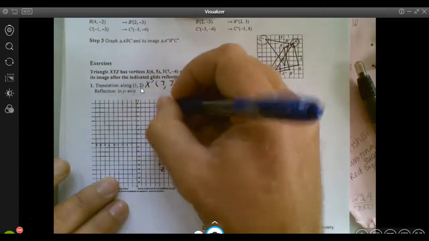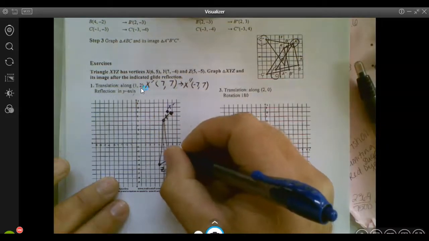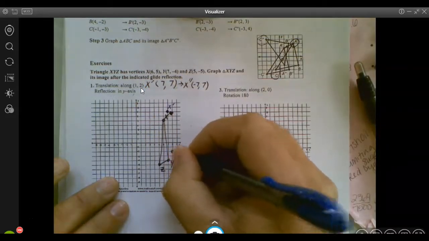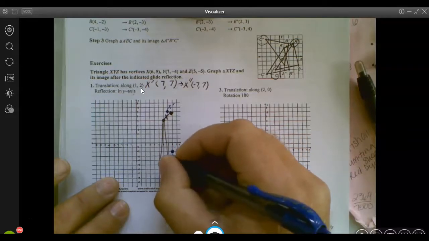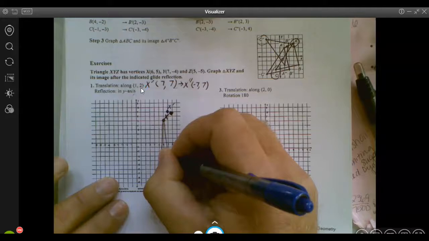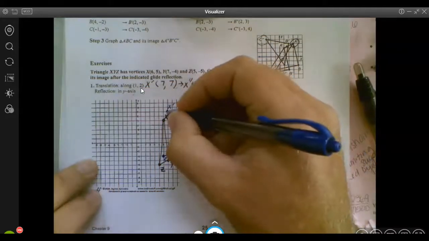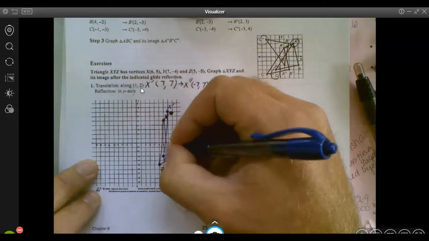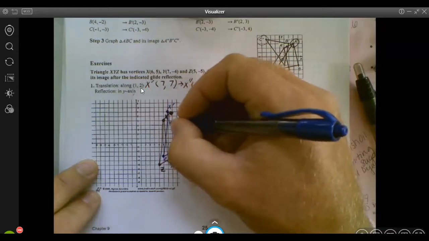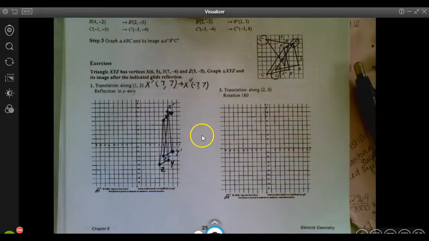So x prime is going to go here. Right 1, up 2. So here's y prime. And then right 1, up 2. Here is z prime. All right, so notice on this one, again, still congruent triangles. Nothing has changed about my shape. All it did was slide to the right and up, right? So I still have 2 congruent triangles, and then from there I'm going to reflect those points across the y-axis.